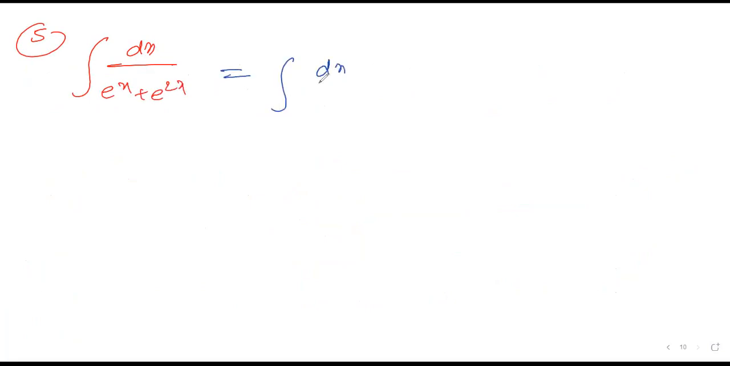Take the fifth question now. What is the fifth question? Integration dx by e power x plus e power 2x. This question I rewrite as dx by e power x, I'll take a common. So what you got? 1 plus e power x. Do you have any problem? No, sir.